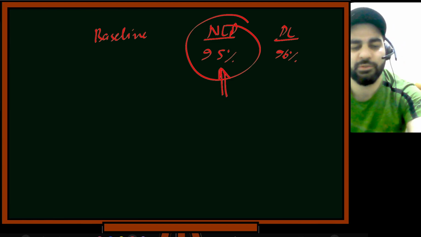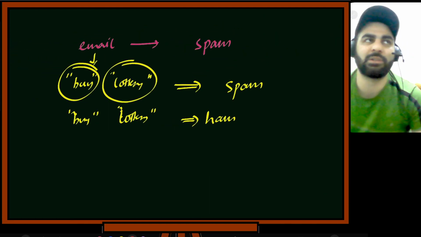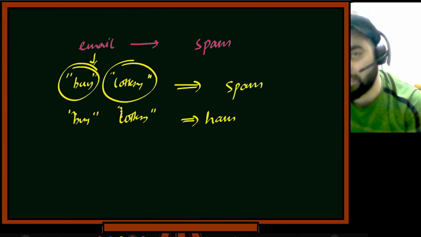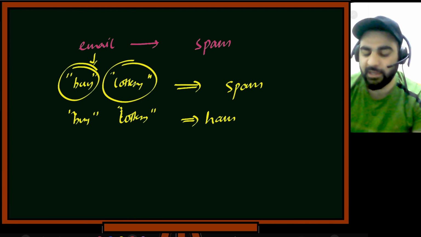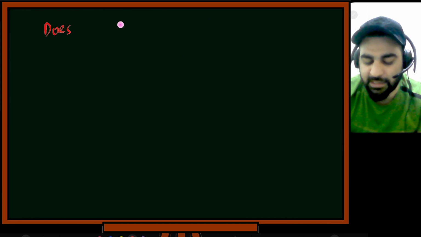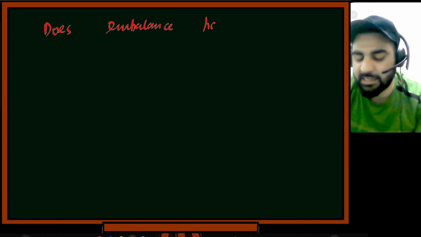Okay, so I understand the points. Here you saw the meaning of interpretability, the meaning of explainability, why they are important, and why naive Bayes is inherently explainable and interpretable. Then we'll see whether class imbalance has an effect. Does imbalance have an effect on naive Bayes?